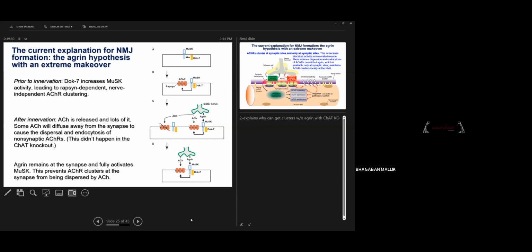The current model is that MuSK and DOK7 regulate the clustering of the acetylcholine receptor, and when you have secretion of acetylcholine in the presynaptic compartment, it can also randomly insert the receptor in the postsynaptic cell, and this is inhibited by the activation of agrin. So agrin actually stops this. Okay, so that is the current model.